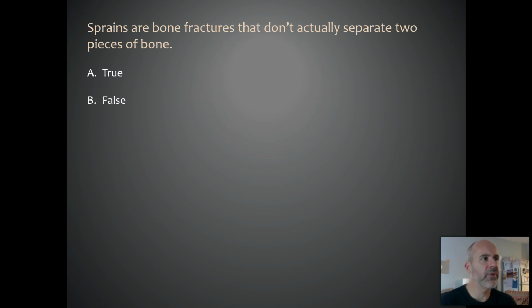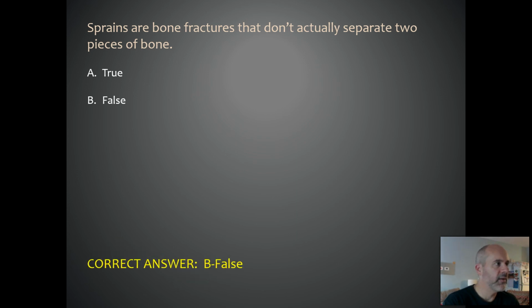All right, sprains are bone fractures that don't actually separate two pieces of bones. Nope, that's wrong. A sprain is going to be an injury to a ligament or tendon around a joint. And what about healing? Think about that. Sprain injuries versus broken bones.